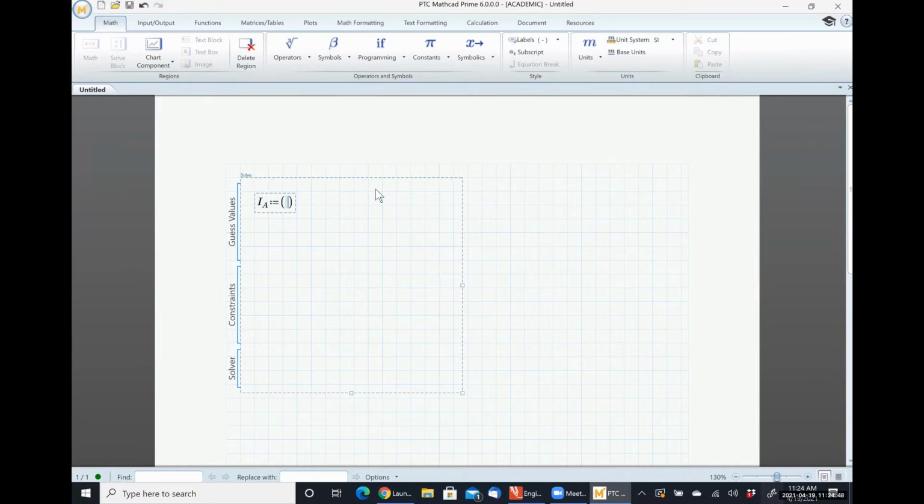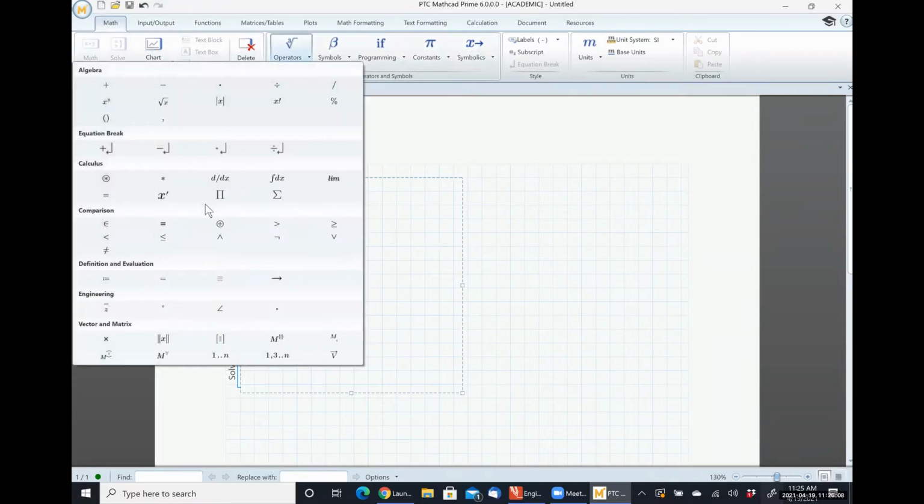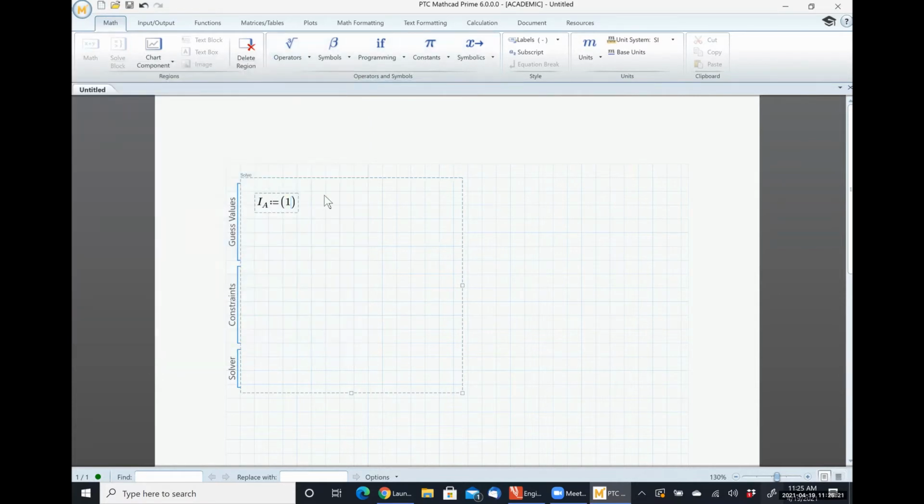Because my expected answers will be complex numbers, I'm going to put in a guess value of a complex number. Just for the sake of argument, I'm going to do 1 angle 0 degrees. You could, if you were a glutton for tediousness, go up to the operators and find engineering and click this guy to give you the angle operator over and over again, or you can notice that it has a keyboard shortcut, Control-Shift-P. So that's what I'm going to be using from here on out. So 1, Control-Shift-P gives me my angle operator, and then 0.